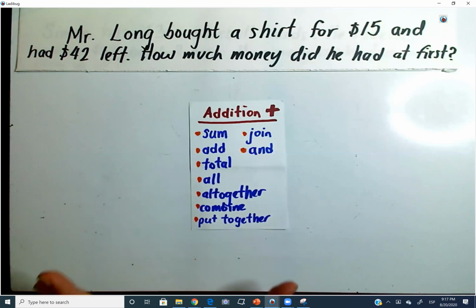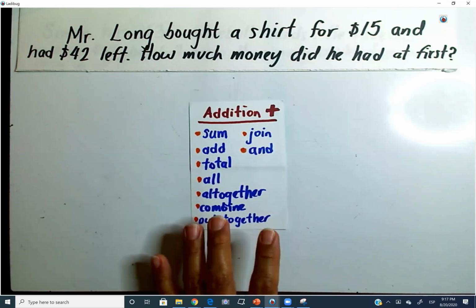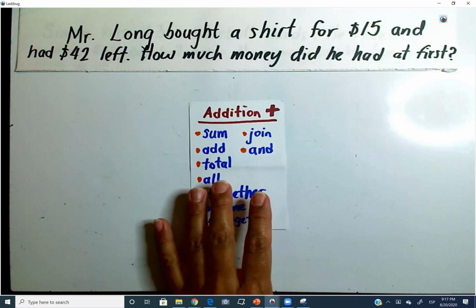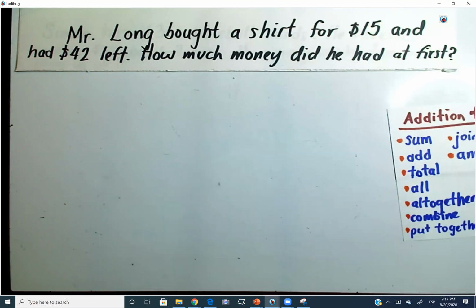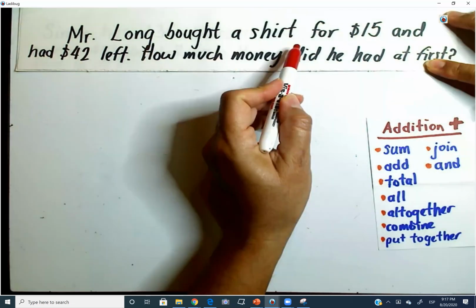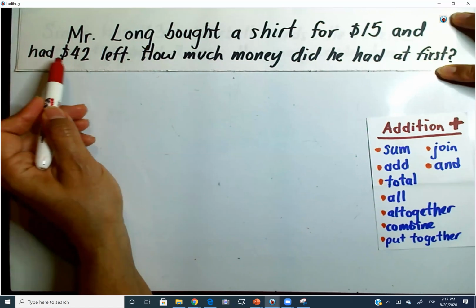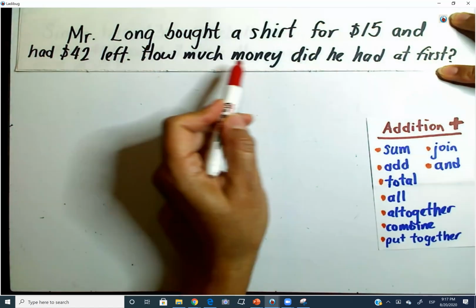Now, the first thing we're going to do is read the problem that we have. And after reading the problem, we're going to try to figure out what they're trying for us to do. So let's read the problem. The problem says, Mr. Long bought a shirt for $15 and had $42 left. How much money did he have at first?